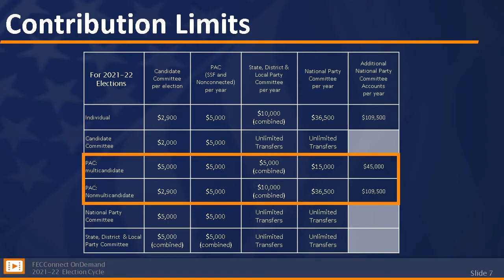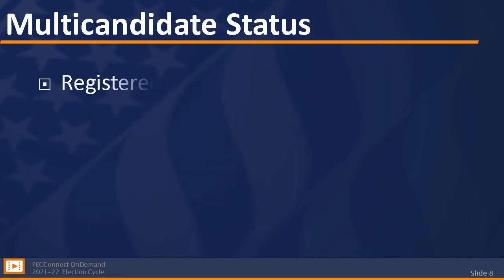In looking at the contributions chart, you'll notice there are two sets of limits for PACs, one for multi-candidate committees and the other for those that are not. As you can see, multi-candidate committees may contribute more to candidates but less to party committees.